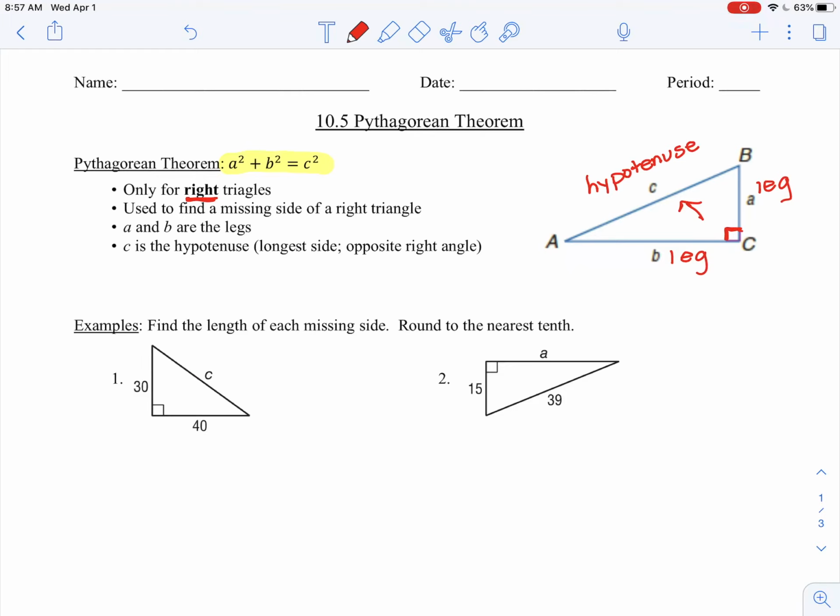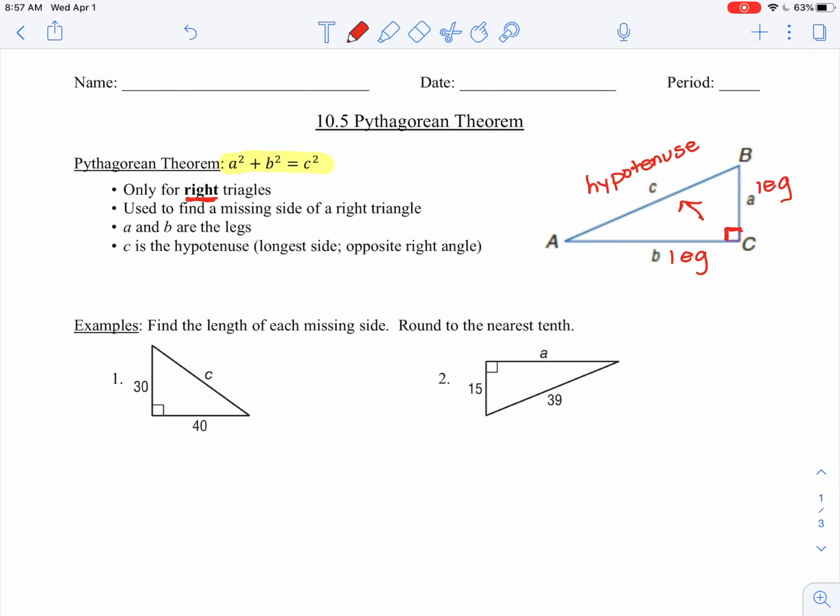And that's side C. When you look at Pythagorean theorem, a squared plus b squared equals c squared means that if you square the lengths of the two legs and add them together, that'll always be the same number as squaring the length of the hypotenuse. It doesn't matter which leg you call A and which leg you call B in Pythagorean theorem, but it is important that you always use the longest side across from the right angle as the hypotenuse C.